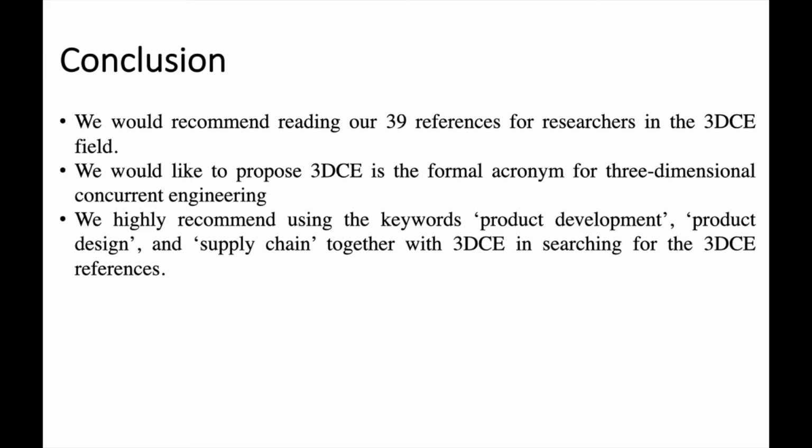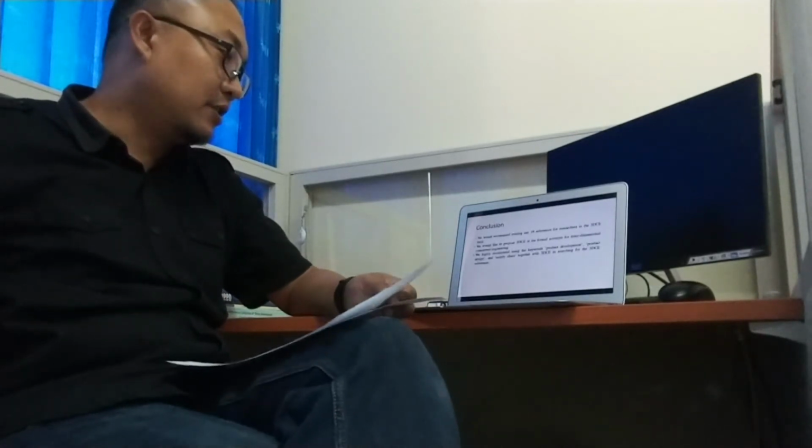And here is our conclusion. We would recommend that researchers who are interested in 3DCE read the 39 references that we found using the Scopus search engine and POP. The second one, we would like to propose 3DCE as a formal acronym for three-dimensional concurrent engineering. And the last one, we highly recommend using the keywords product development, product design, and supply chain together with 3DCE when searching for 3DCE references.